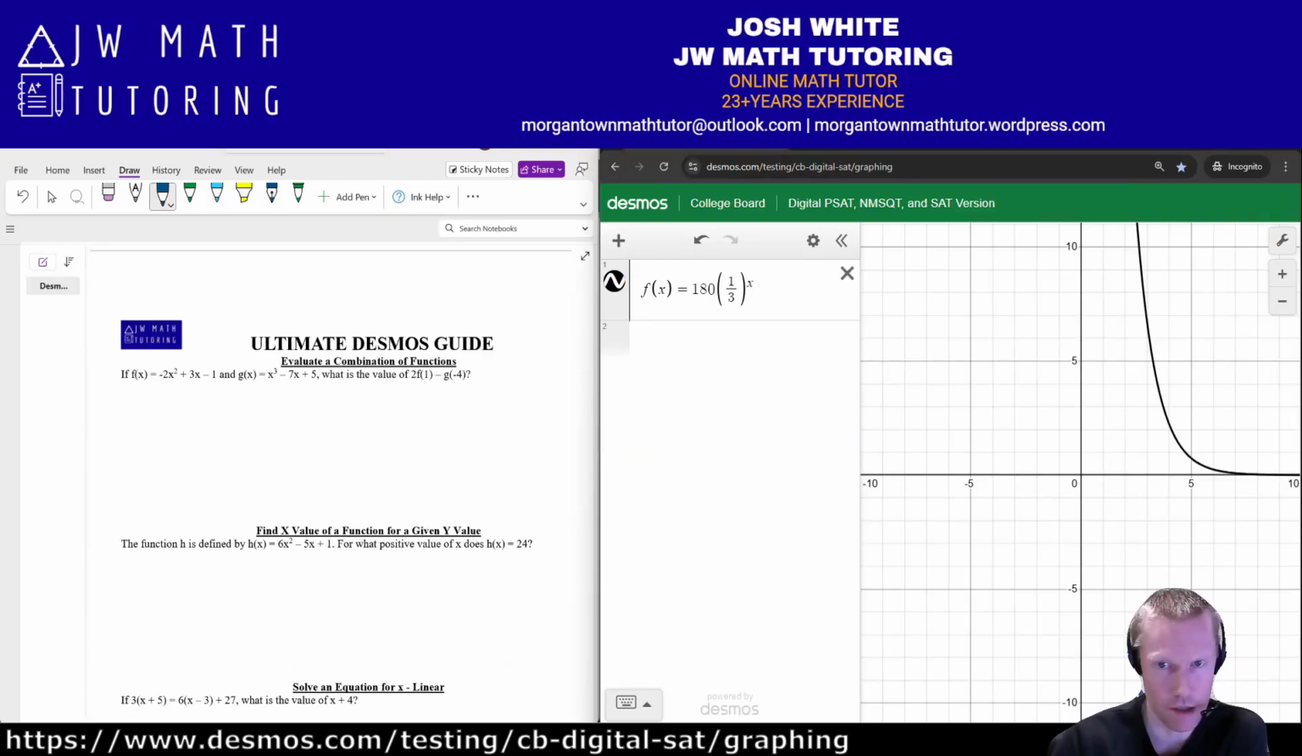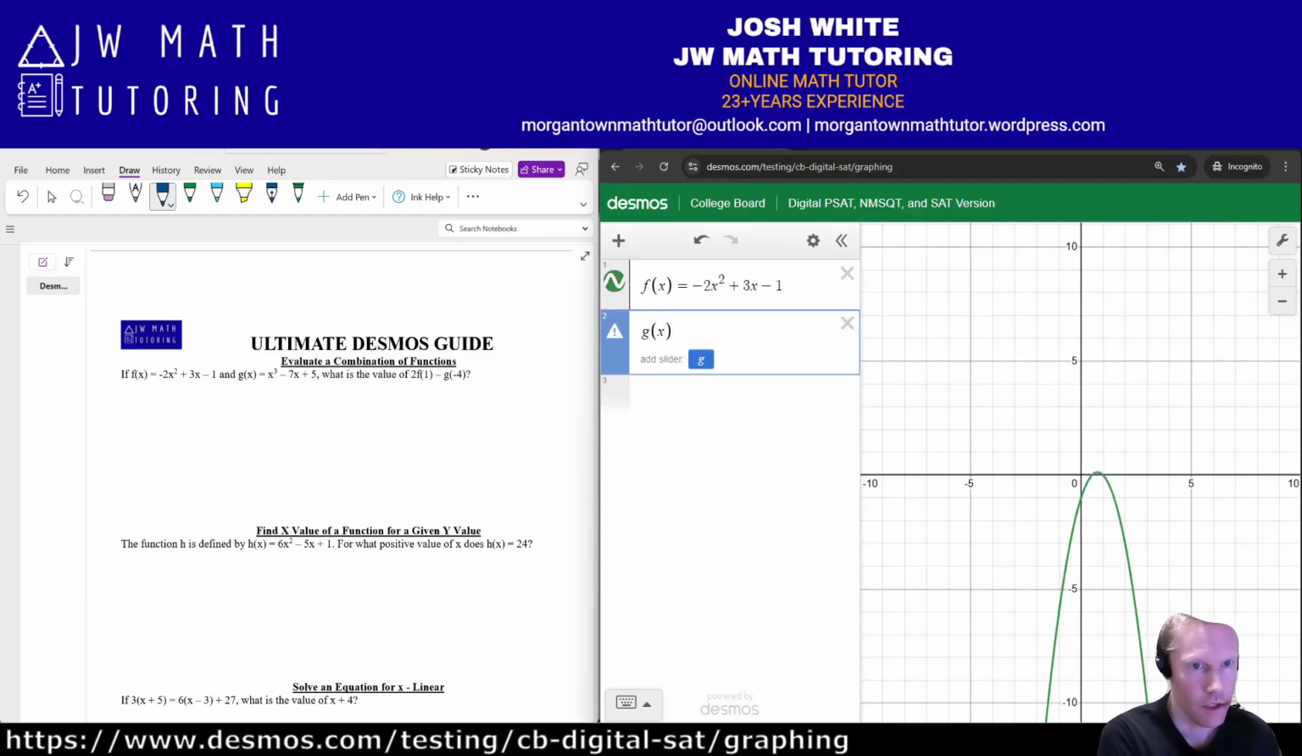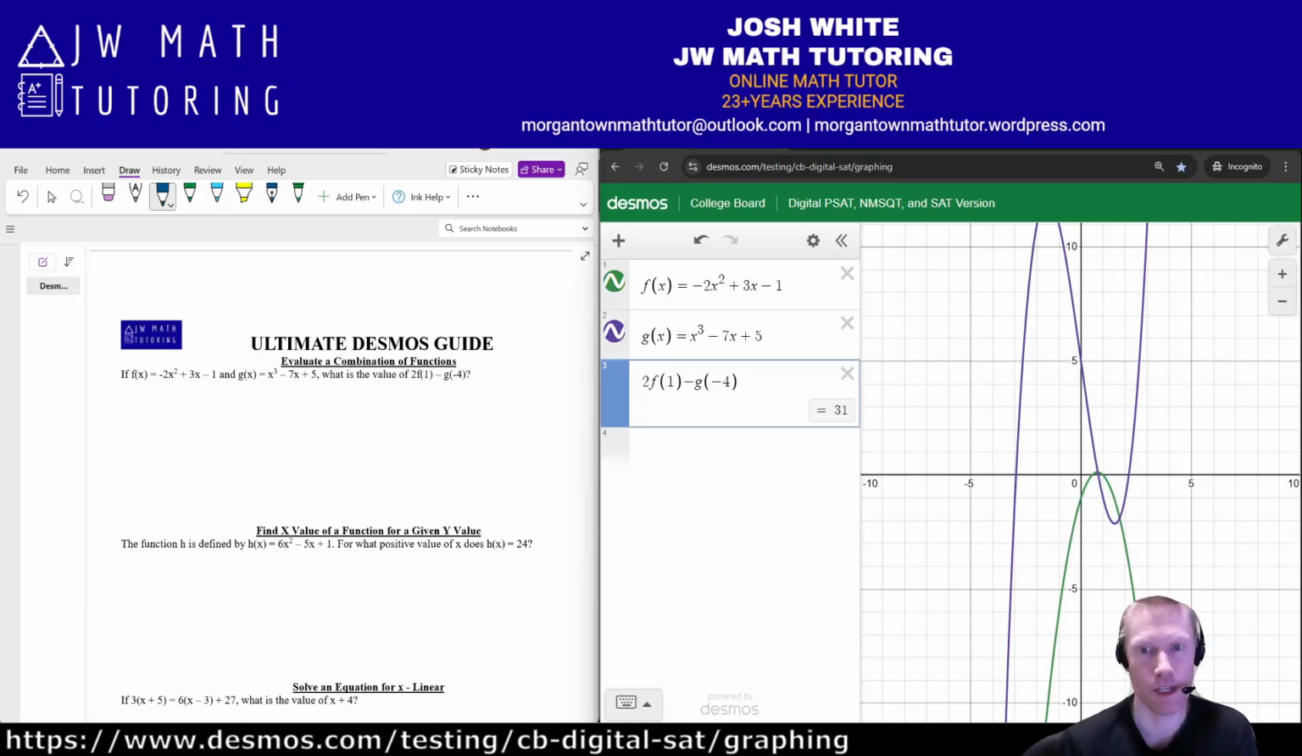All right, so let's do now an example of combinations of functions. Here we have f of x. Here we have g of x. I can just type them both in to make sure everything matches. -2x squared plus 3x minus 1. Okay, good. What is 2 times f of 1 minus g of -4? So we type everything in, we get 31. That's our answer. Don't need any more work. You can move on to the next problem.